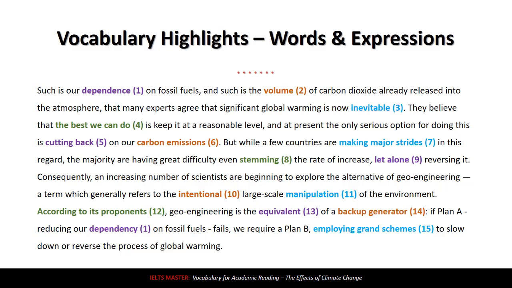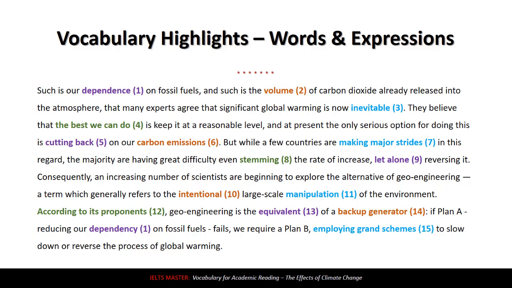Here we have great difficulty even stemming the rate of increase, even slowing down, even reducing the rate of increase. And after this, we have let alone. Now, this one is a little bit difficult. All right, so let's read the sentence before we get into the meaning. But while a few countries are making major strides in this regard, the majority are having great difficulty even stemming the rate of increase, let alone reversing it.